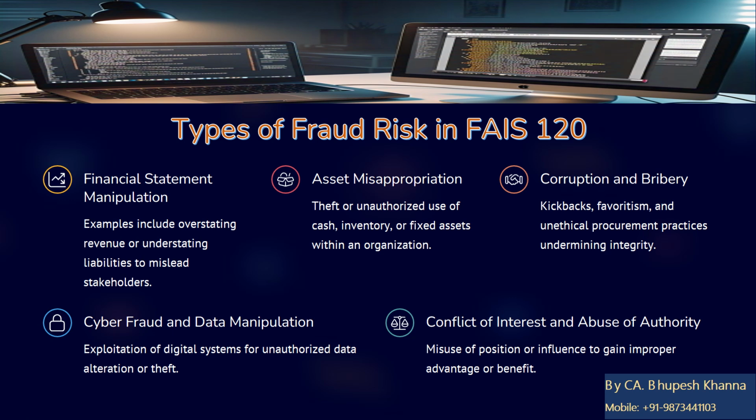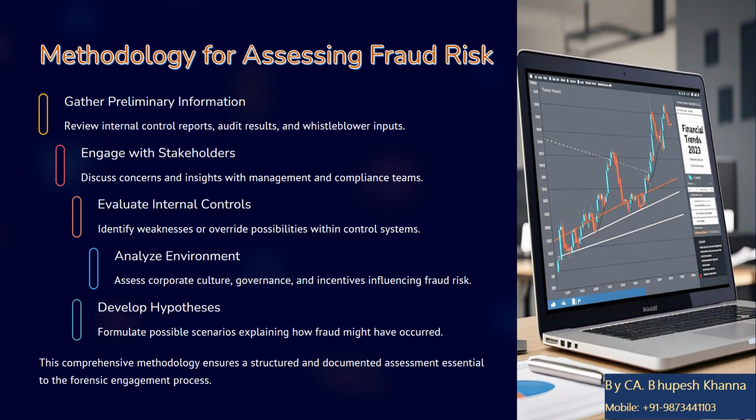Now we will discuss the types of fraud risk recognized in FAIS 120. According to FAIS 120, fraud risks may relate to financial statement manipulation, e.g., overstating revenue, understating liabilities; asset misappropriation, e.g., theft of cash, inventory, fixed assets; corruption and bribery, e.g., kickbacks, favoritism in procurement; cyber fraud and data manipulation, conflict of interest and abuse of authority.